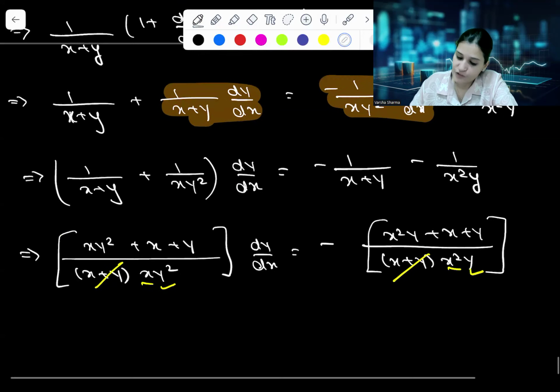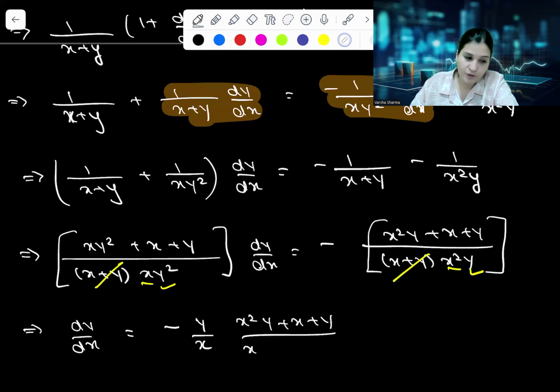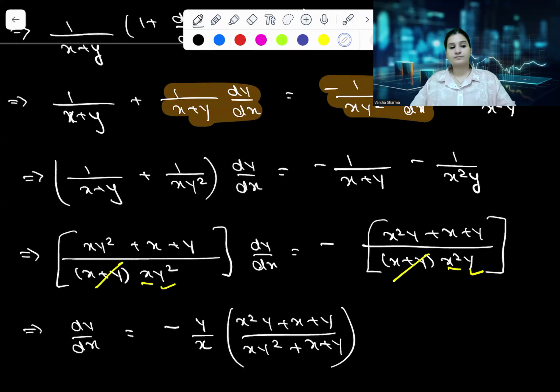Now shift everything. dy by dx equals minus y, denominator, I already have an x square y plus y upon xy square plus x plus y. It matches. It matches with the proof that we did. Done? One second, ma'am. No problem.